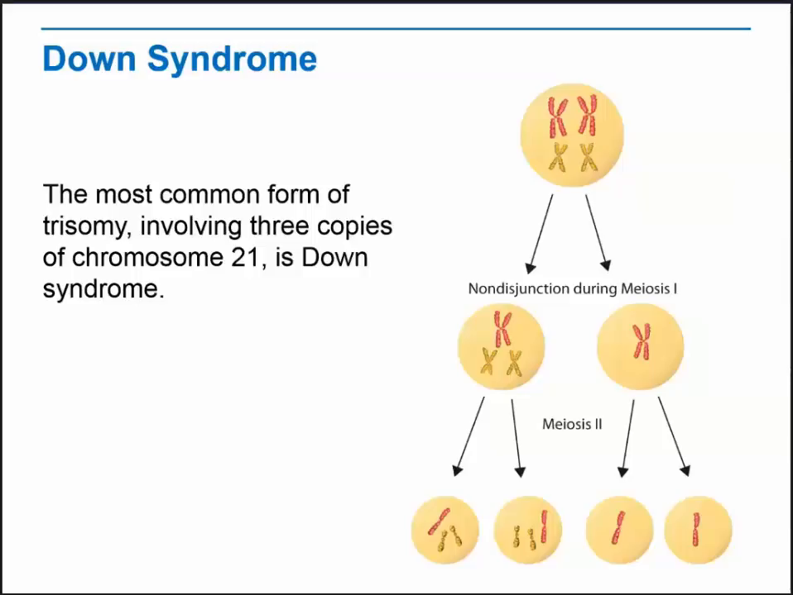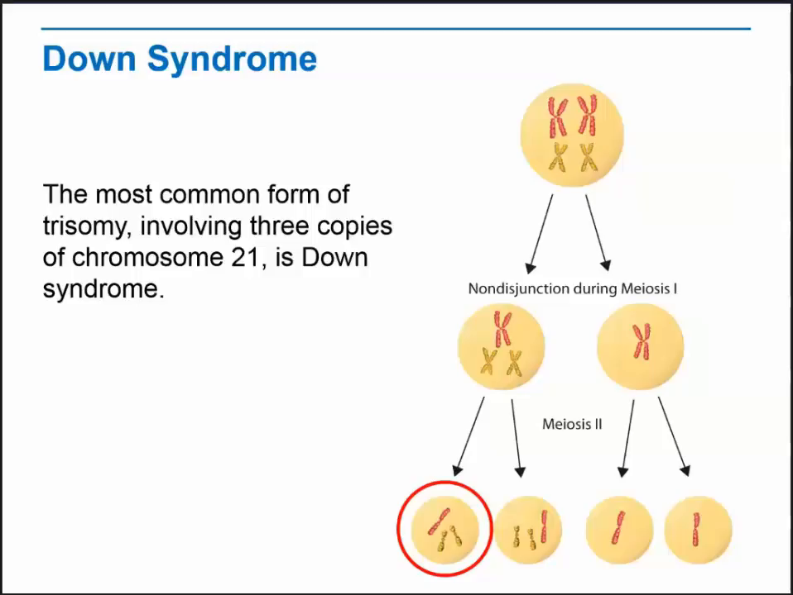If two copies of an autosomal chromosome fail to separate during meiosis, an individual may be born with 3 copies of that chromosome. This condition is known as trisomy, meaning 3 bodies. The most common form of trisomy involving 3 copies of chromosome 21 is Down syndrome, which is often characterized by mild to severe mental retardation and a high frequency of certain birth defects.